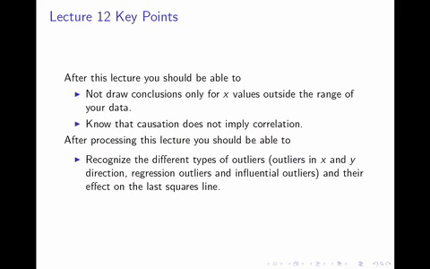Okay, so to summarize, here's what you should know, and pretty much negative things. You should know not to draw conclusions for x values outside the range for which you have data, and you should know not to infer causation simply from a correlation. And once we've worked on this a bit, you should be able to recognize the different types of outliers: x direction, y direction, regression outliers, and influential outliers. A point can be more than one of these things. And you should understand their different effects on the least squares line.